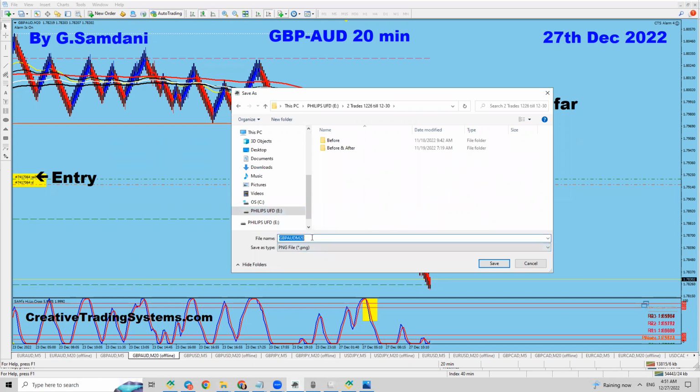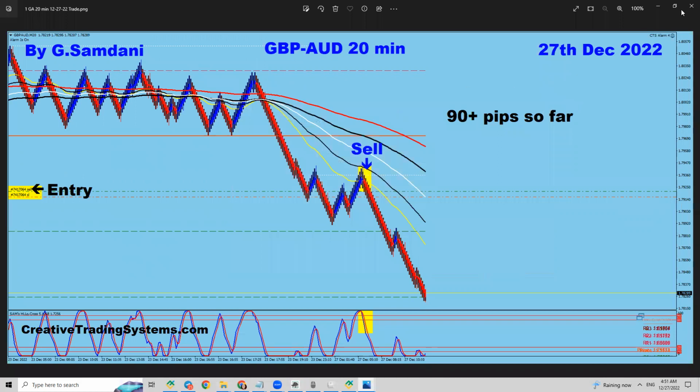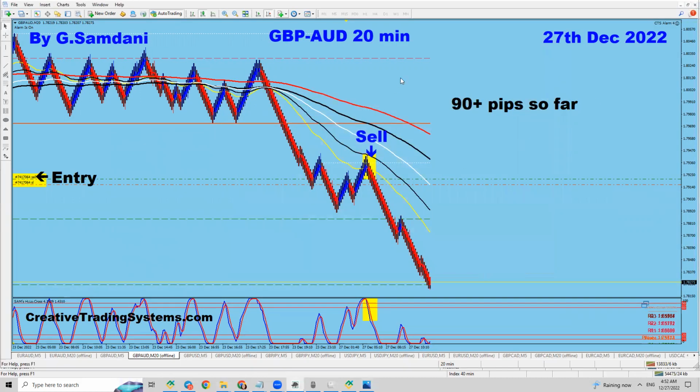So I will type the time, 20 minutes, and it is December 27, 22, and it's a trade. See, this is how I save my chart first before I close, and then I close. Okay, so this is the chart. This is the pound, and then I'm going to close this one and set up the Euro Aussie and start watching the Euro Aussie. See what happens.